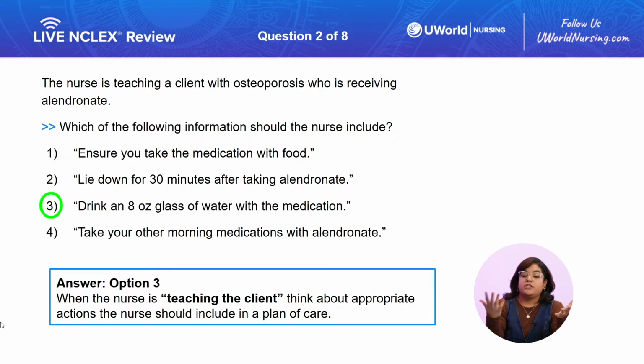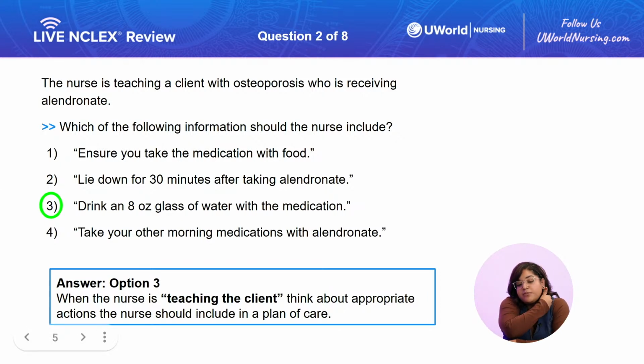What do we know about osteoporosis? It's a musculoskeletal disorder that happens when the rate of bone resorption, or bone breakdown, exceeds bone formation. So you're having more bone breakdown than bone formation, and this is where you have increased risk for fractures. So the medication to treat this is alendronate, which is a bisphosphonate, and it works by inhibiting the osteoclasts, which are the cells that actually cause the bone breakdown. And this allows the bone to continue building more quickly. And option 3 is going to be our correct answer.